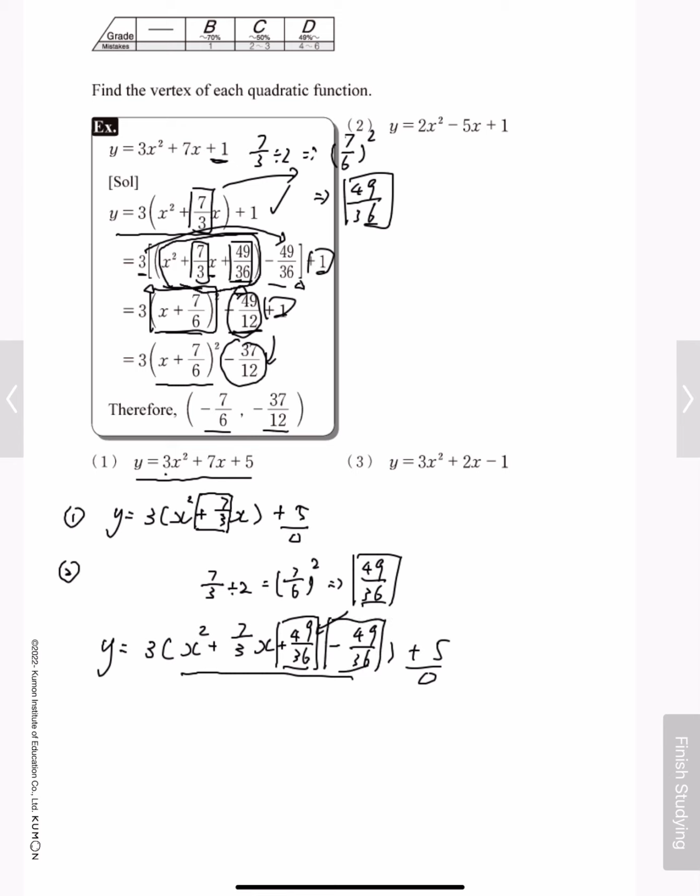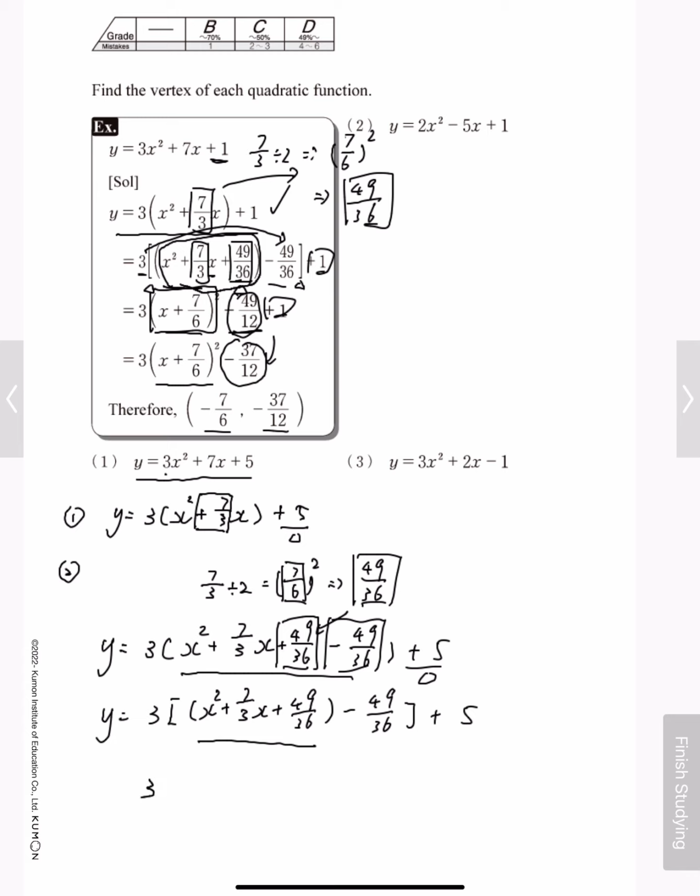When I rewrite this, it will look like this. y equal to 3 bracket x squared plus 7 over 3x plus 49 over 36, bracket out, minus 49 over 36, a bigger bracket, plus 5. Does that make sense now? Right? So all you need to do with this one is factorize this. So what's your answer? You can probably see, I can use the 7 over 6 already.